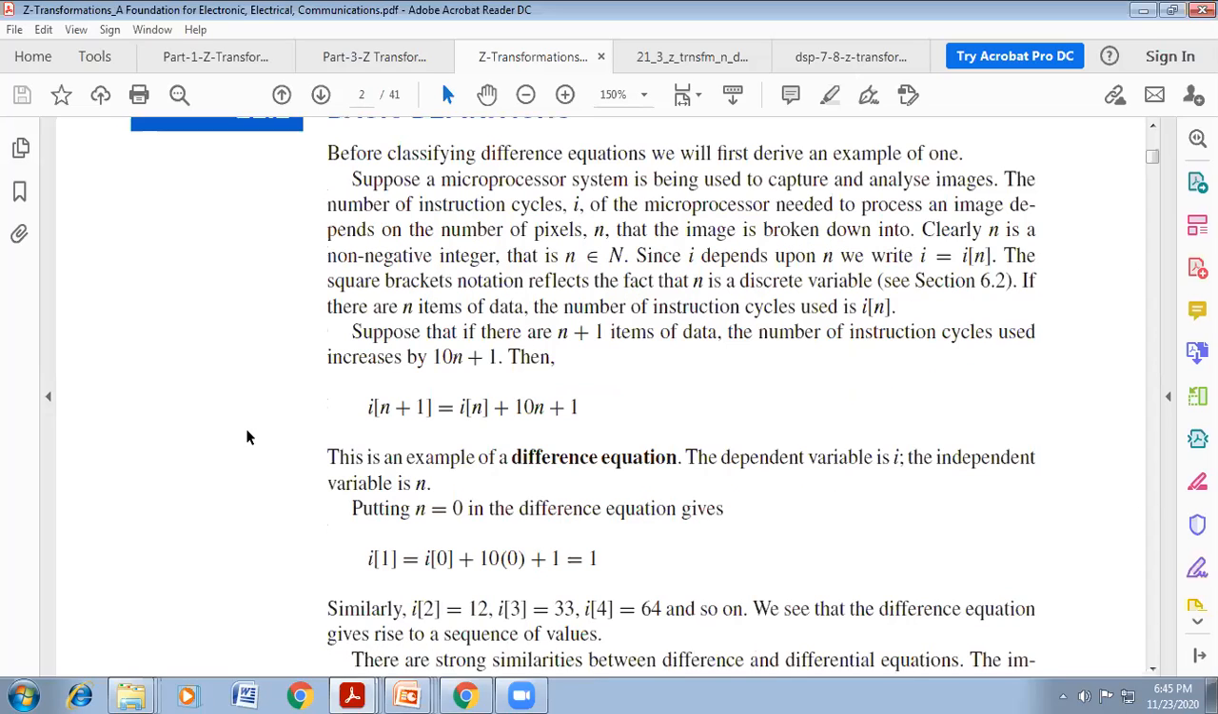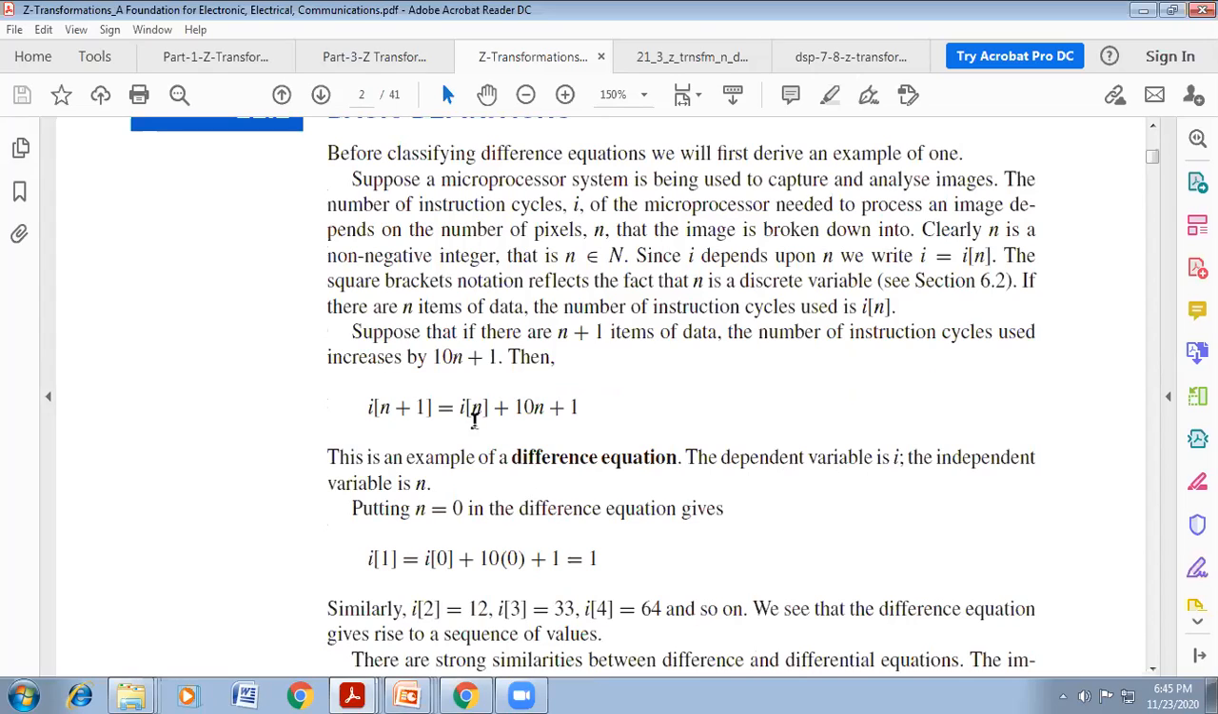The dependent variable is I and the independent variable is n. Actually n is not a number, it is a variable, but this n belongs to the natural numbers. Remember it: this small n belongs to capital N. So this is an example of a difference equation, where the dependent variable is I and the independent variable is n.